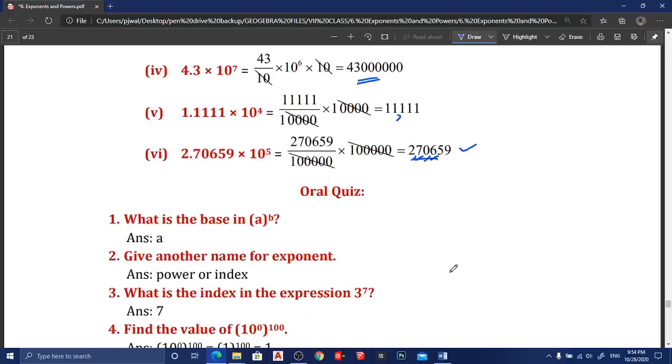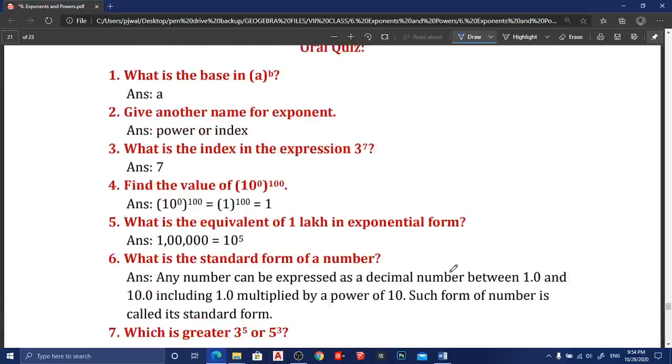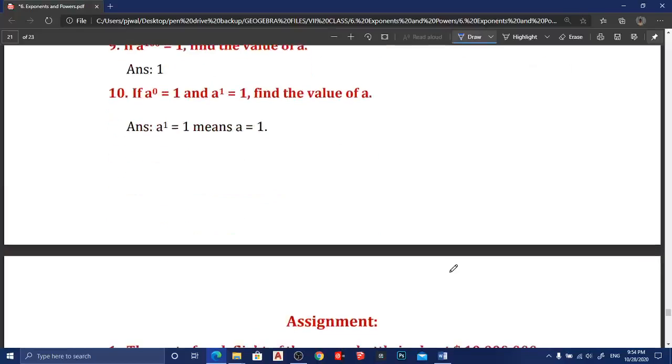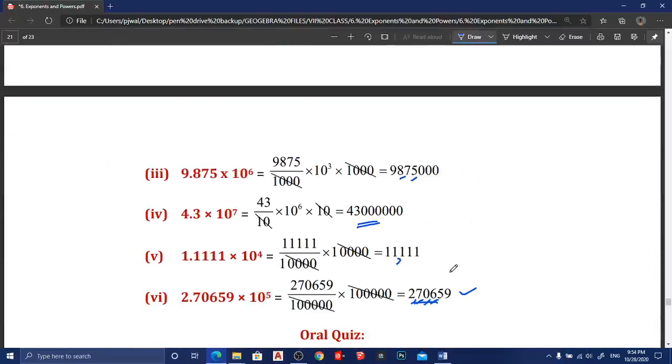So up to here, this chapter is over. These are the overall quiz problems. You can solve this. Okay. So up to here, this chapter is over.